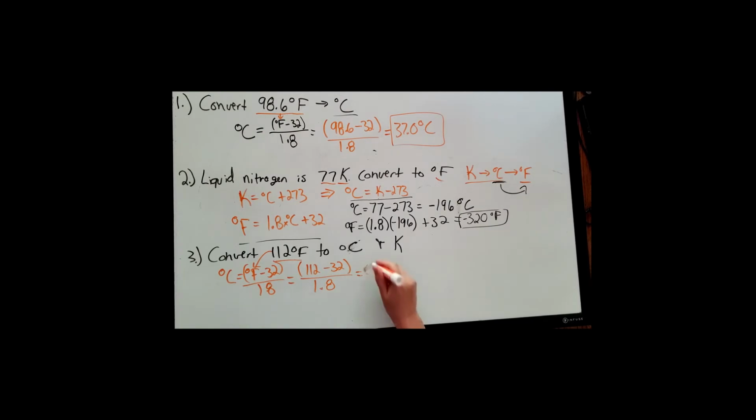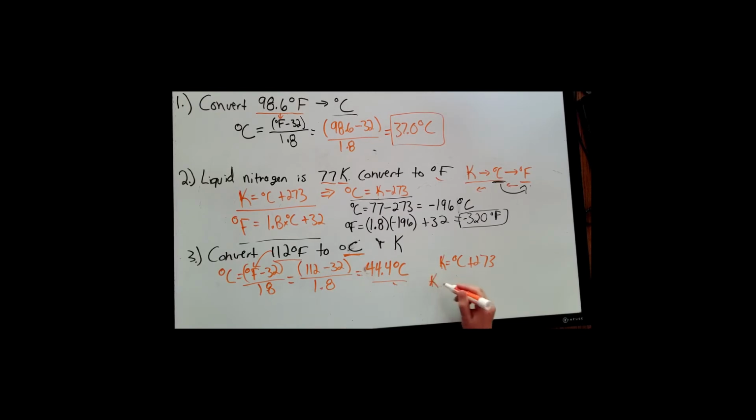Handwriting's not the best today. All right, 44.4 degrees Celsius. Once I'm in degrees Celsius, I can then go to Kelvin. Notice it's kind of the reverse direction of this problem. We started at Fahrenheit, but then went this way. Okay, so we want the equation K is equal to degrees Celsius, because that's what we have. I'm going to plug that in right here, plus 273.